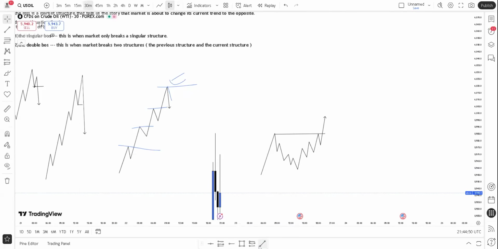And if you look at something here, we also have some internal breaks of structure here. Can you see? You can see it, right? This is an internal break of structure here. And these are what? There is no internal break of structure here. These are singular breaks of structure. Do you understand? Yes.